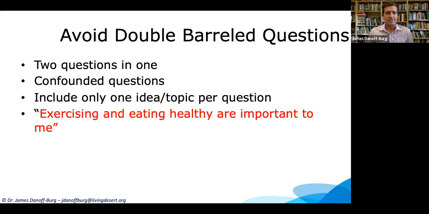If someone says yes, are they saying yes to exercise, or that both exercise and eating healthy are important to me? What if they only exercised but ate candy bars all day? How would they answer this question? They're diligent about exercising, but they eat candy bars and pastries all day. How would they answer this? So it's better to take these two questions, the exercising and eating healthy, both of them being important to the respondent, and break them into two separate ones.